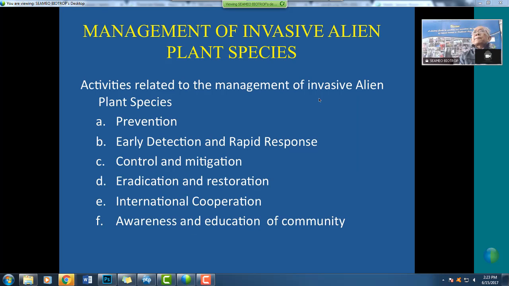Next slide. So there are many activities for the management of invasive alien plant species. Of course, prevention, early detection system and rapid response, control and mitigation, eradication and restoration. Of course, we have to have international cooperation. And the last one, awareness and education of communities. In fact, the priority for the countries is to prevent the introduction of this invasive alien species. Next slide.